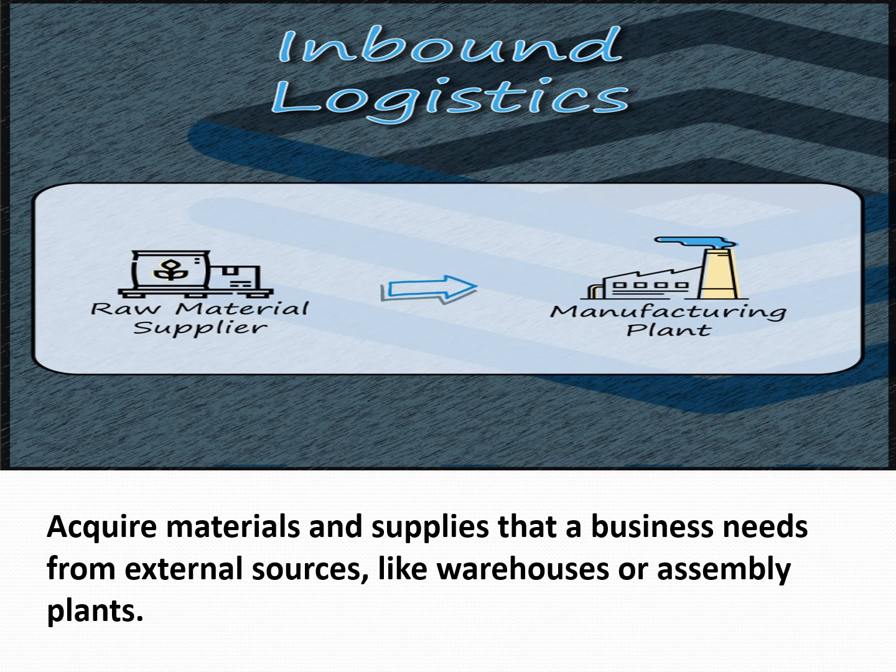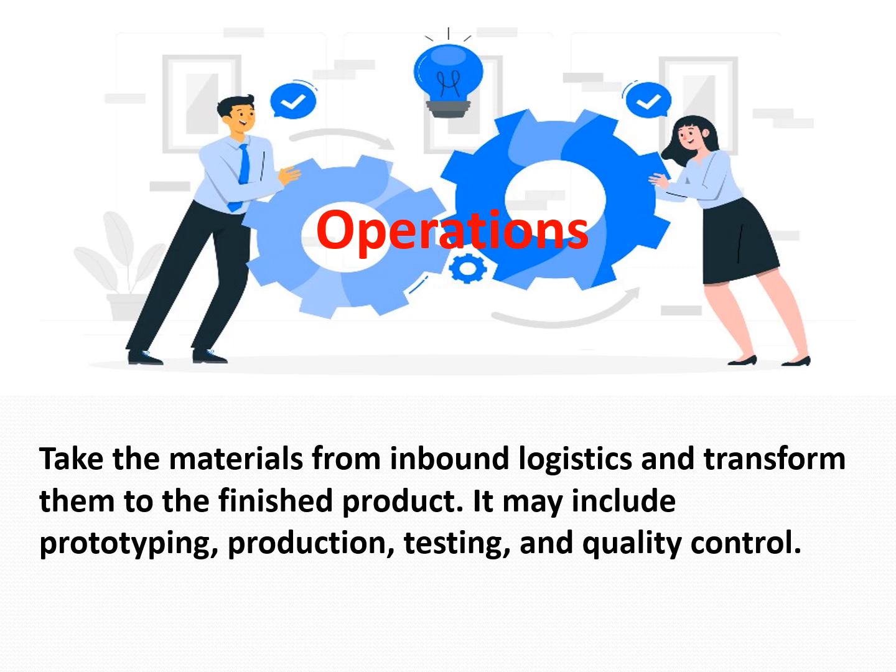In this we acquire the materials and supplies that a business needs from external sources like warehouses or assembly plants. The next primary activity is operations, in which we take the materials from inbound logistics and transform them into finished products. It may include prototyping, production, testing, and quality control.